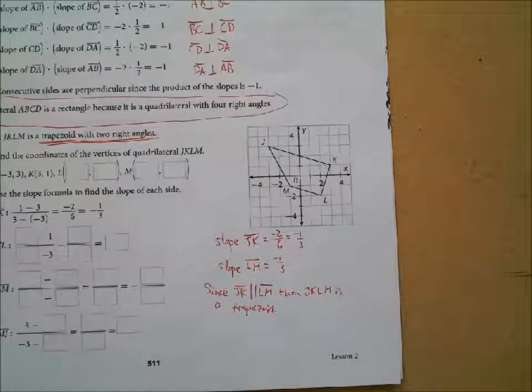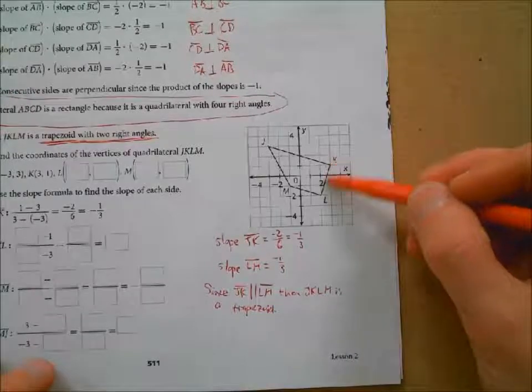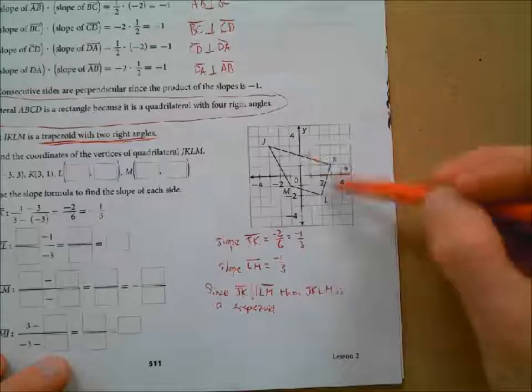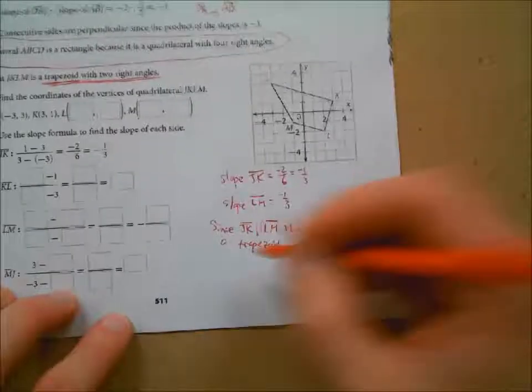Isabella? Yeah, all we got to do here is get the slope of KL, right? And then see if that's perpendicular to LM and then also to JK too, right? So we'll see that. So let's try that. So KL, slope of KL.